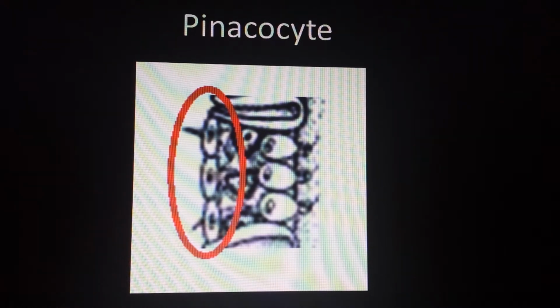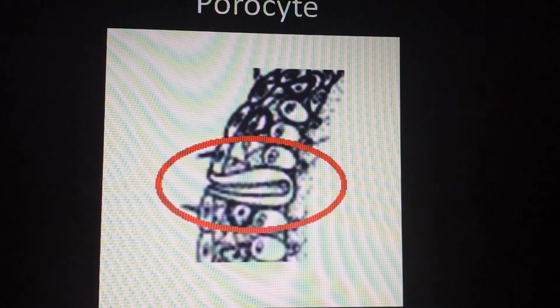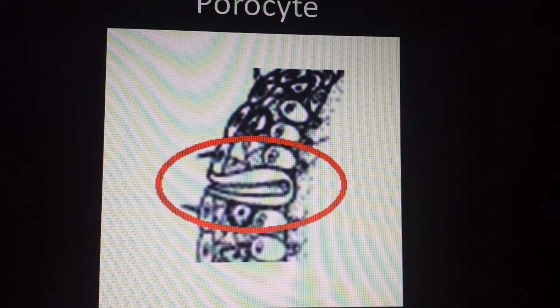Pinacocyte. Pinacocyte is the skin of the sponge, as you could say, and it basically just protects the sponge. The porocyte allows water into the sponge. It controls the water flow within the sponge as well.